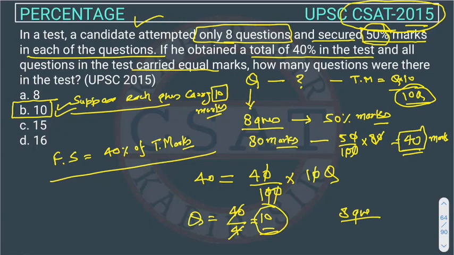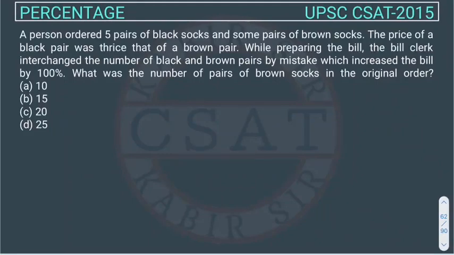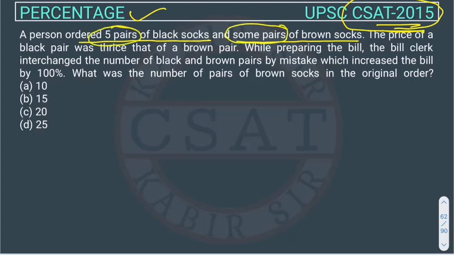Right. This is a question asked in CSAT 2015. Right. This is a percentage question. So a person ordered 5 pair of black socks and some pair of brown socks. So they have not mentioned how many pairs. But they mentioned the black socks. So there are 2 kinds of socks, black and brown. Black is how much? Numbers is 5 pair and brown is not given, right?